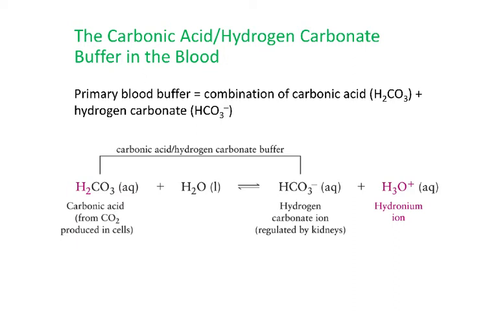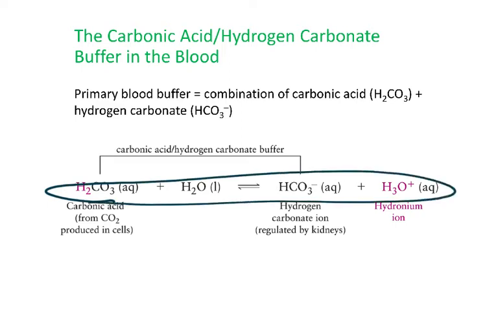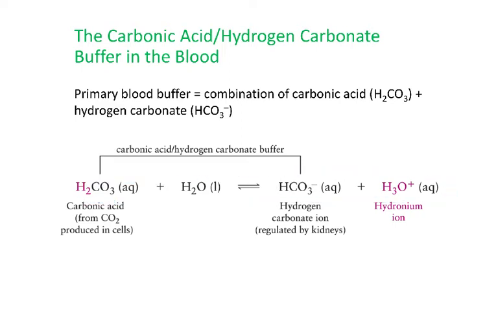HCO3 minus. And I like the annotation on this chemical equation here. It says, H2CO3 comes from CO2 produced in the cells, and hydrogen carbonate ion comes regulated by kidneys. So we could add another equilibrium here. Right, that carbonic acid can come from CO2, which comes from respiration in the cells. So this is how the body can work.